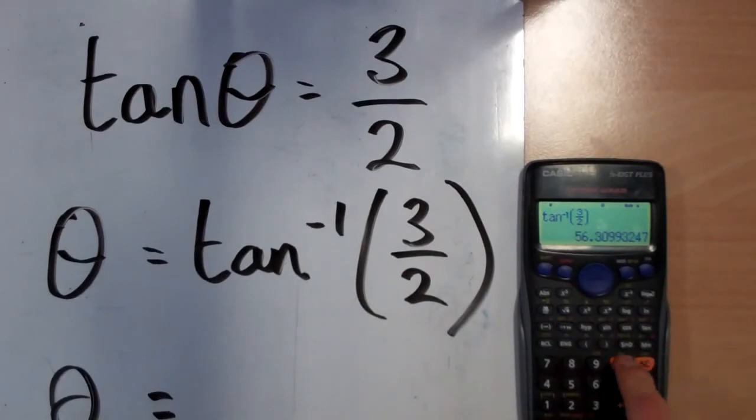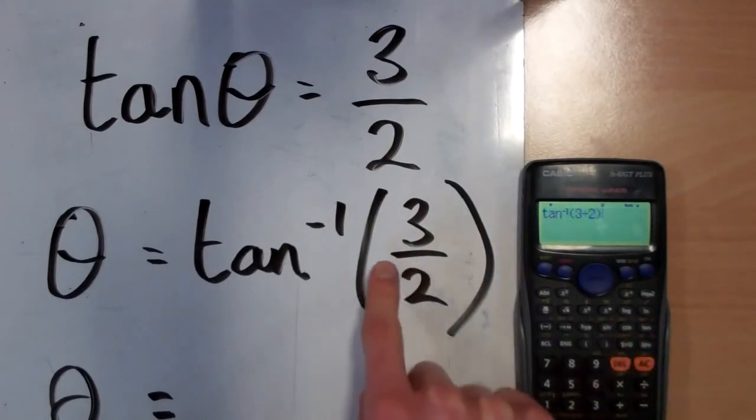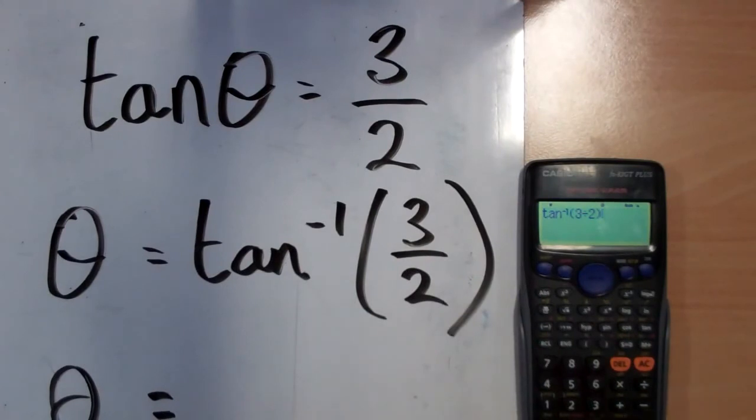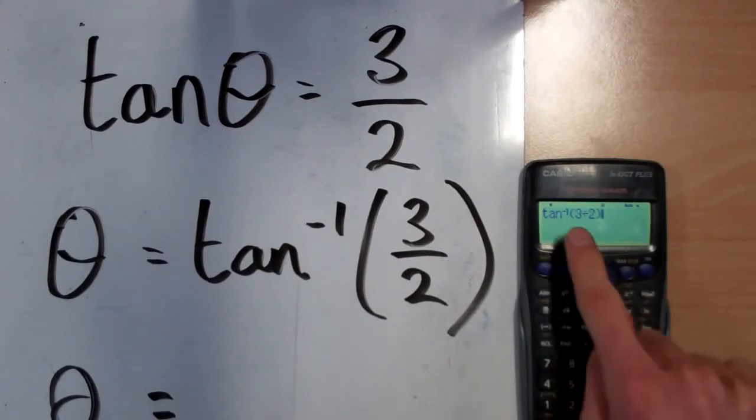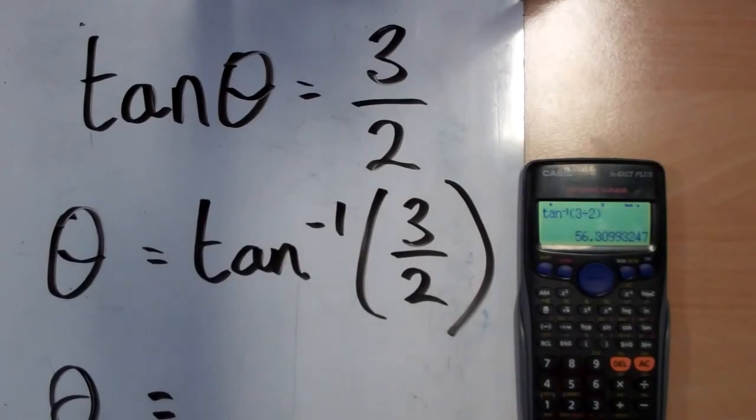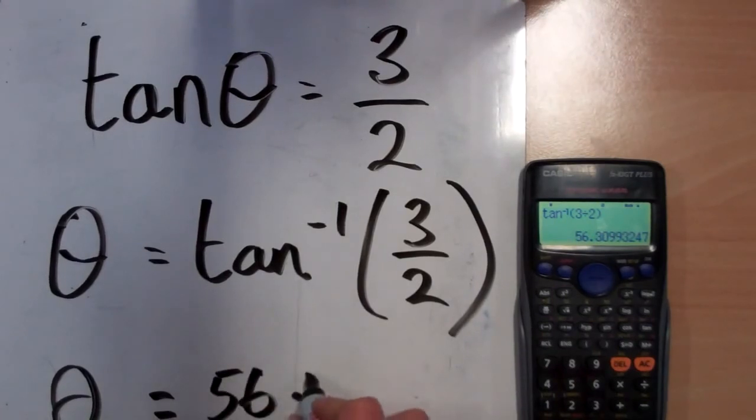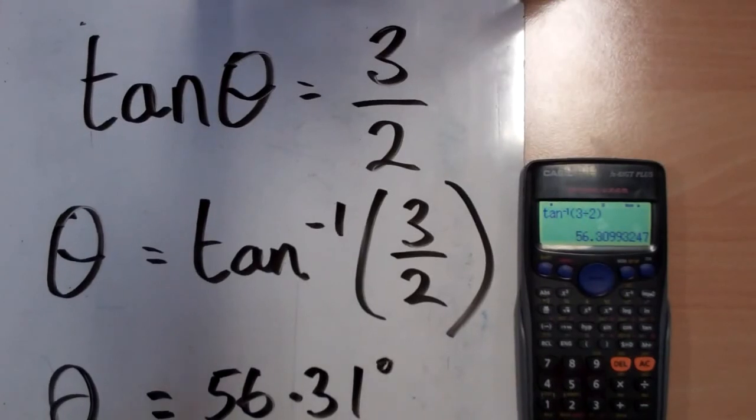Or, if you wish, you can just simply do 3 divided by 2, because of course that line there means divide. So you have tan to the -1 of 3 divided by 2, which gives you the same answer, which is 56.3099, but of course rounded to 2 decimal places, that's 56.31 degrees. Okay, so that's how to use your calculator to find angle calculations with trigonometry.